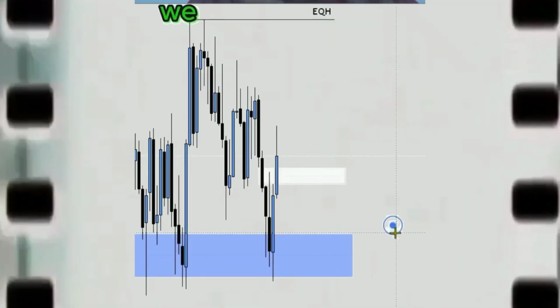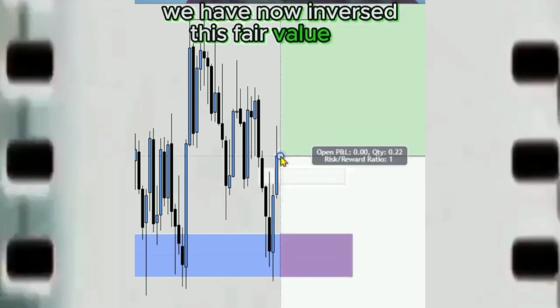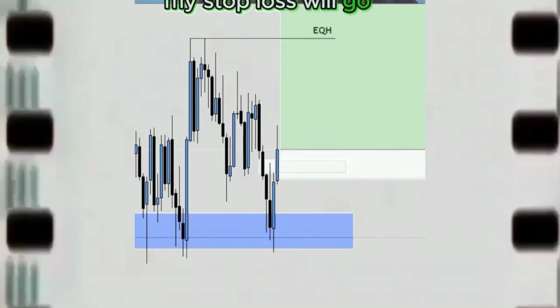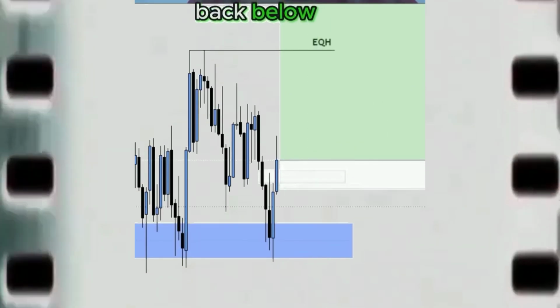As you can see right here, we have now inversed this fair value gap, therefore I will enter into a long position. My stop loss will go if we get a candle close back below this bearish fair value gap, and my take profit will simply be this buy side liquidity right here with these equal highs.